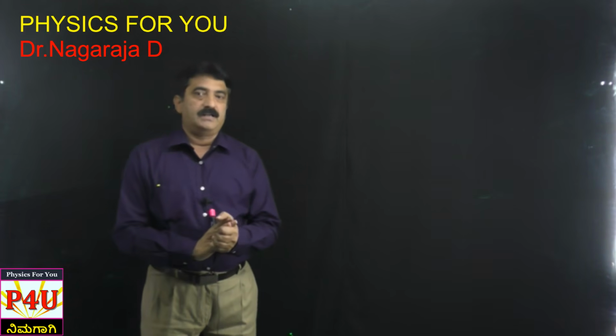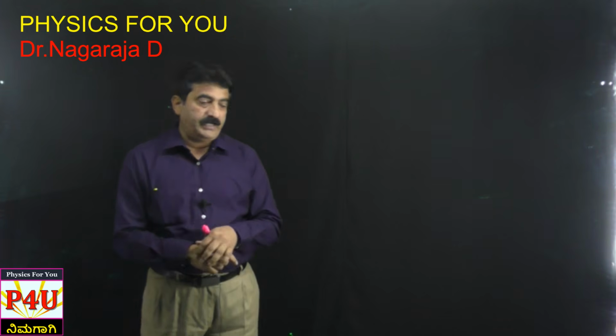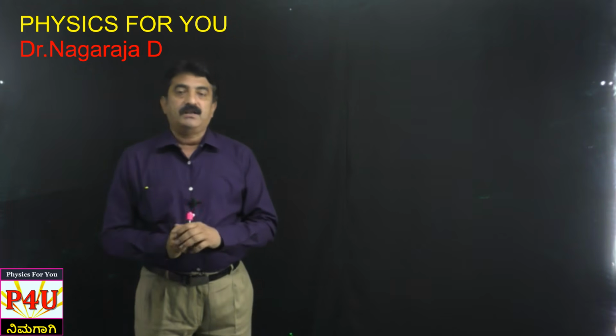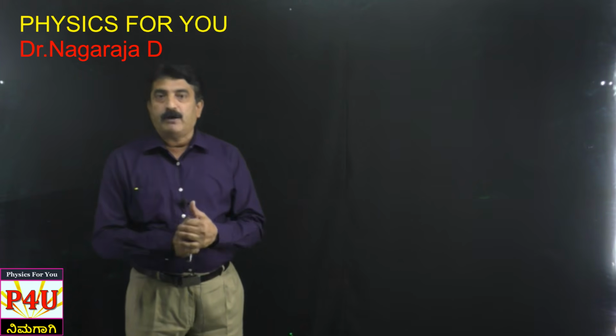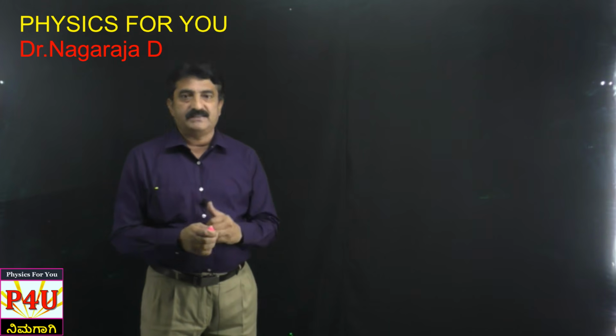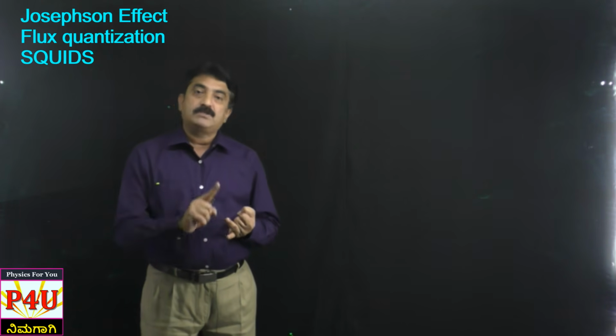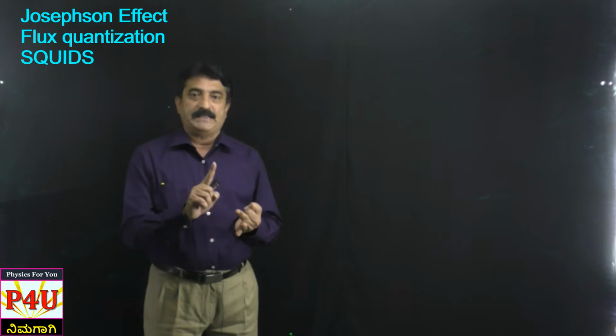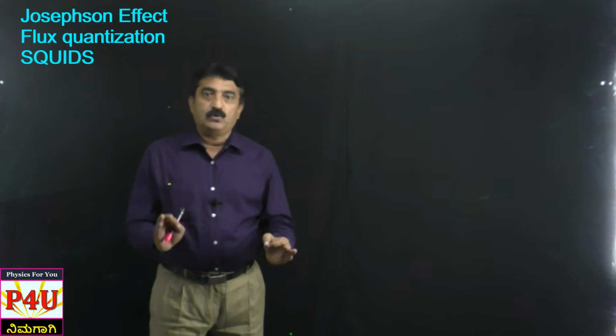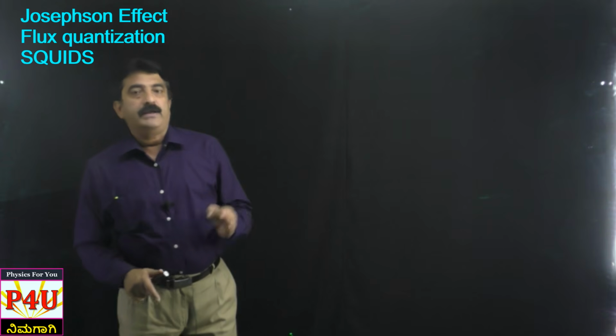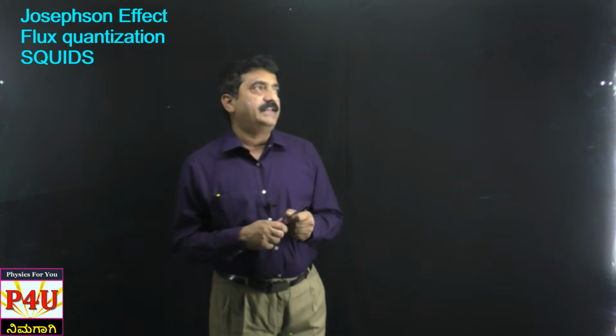I am your physics professor Dr. Nagaraj. This is the continuation of the superconductivity chapter. I have already explained the concept of Meissner effect, type 1, type 2 superconductors, Cooper pair formation and a little bit about BCS theory. I will continue with the remaining part of BCS theory and then explain three more concepts, namely Josephson effect, also called the tunneling effect, then flux quantization, and finally SQUIDs. You can expect one full question from this part also. Let us come back to BCS theory.